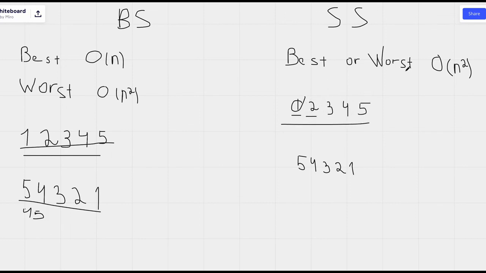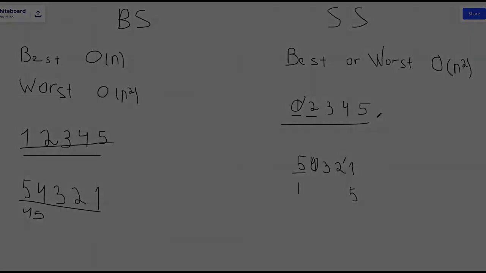What's the worst case scenario for the selection sort? So it takes 5 and tries to find the minimum value. The minimum value would be 1, so it swaps the places. And next it will be 4 and it will try to find the minimum value. And the minimum value is 2, so it swaps the places. So at the end it will look like this.